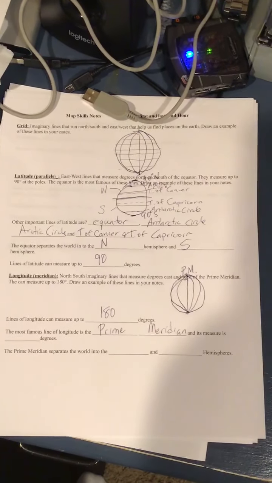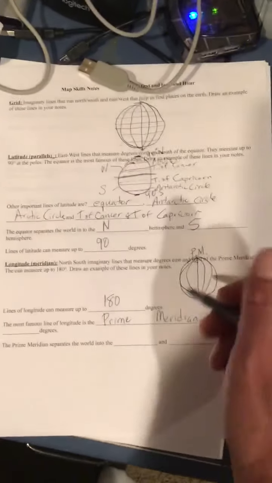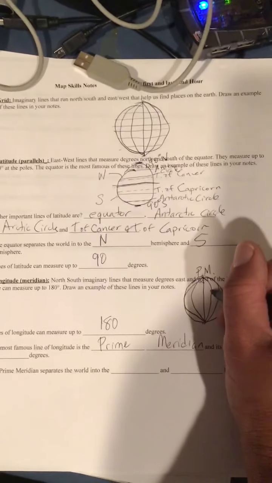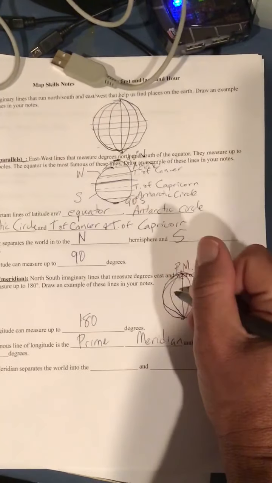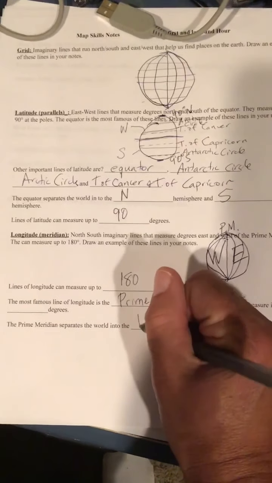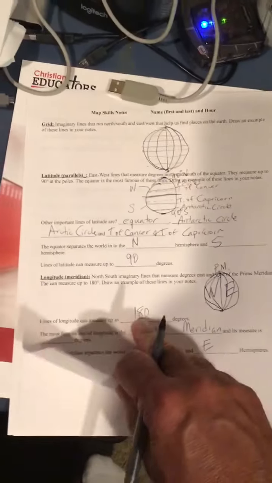That'd be awesome. The prime meridian separates the world into the, okay, so east of the prime meridian is the eastern hemisphere, and west of the prime meridian is the western hemisphere. So it divides the world into the western and eastern hemisphere, okay?